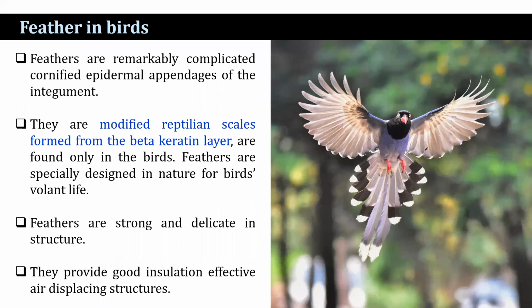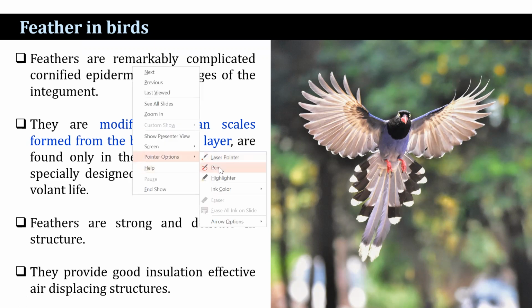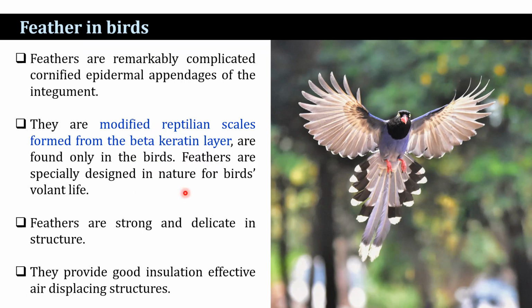Feathers are remarkably complicated epidermal appendages of the integument. They are modified reptilian scales formed from the beta keratin layer and found only in birds. Feathers are specially designed in nature for birds' volant life. Feathers are strong and delicate in structure. They provide good insulation and an effective air displacing structure.